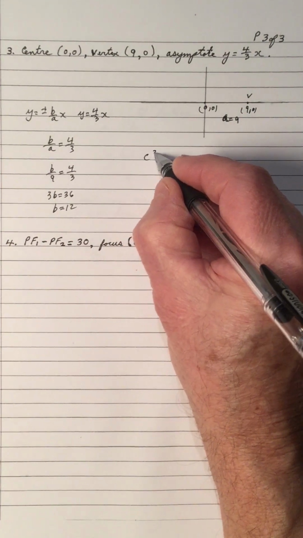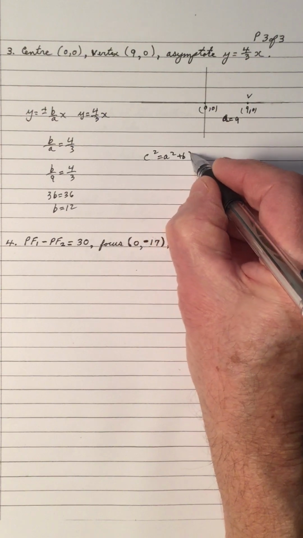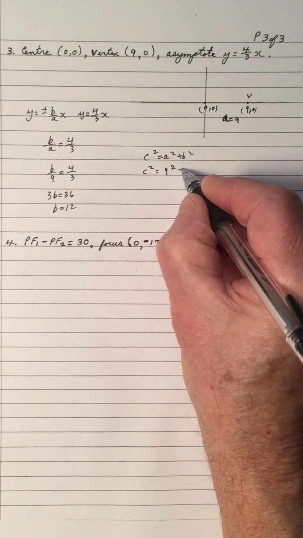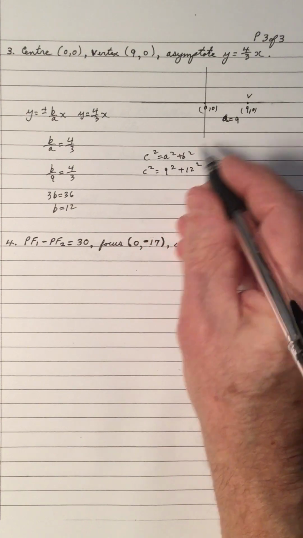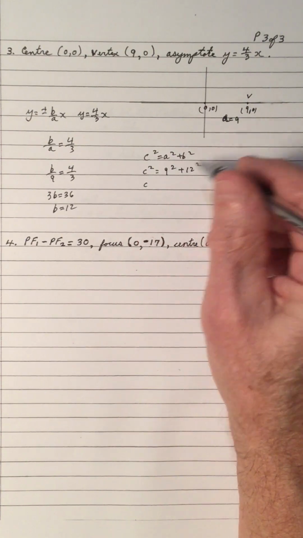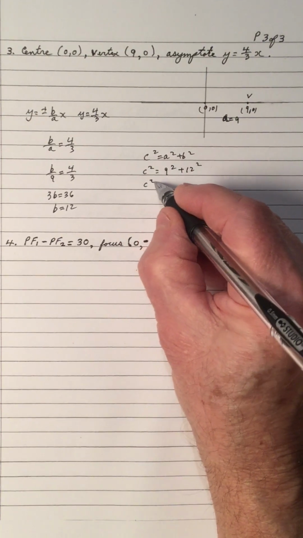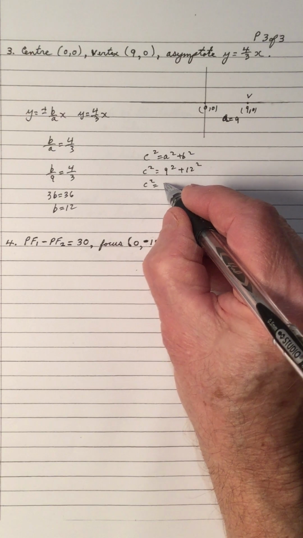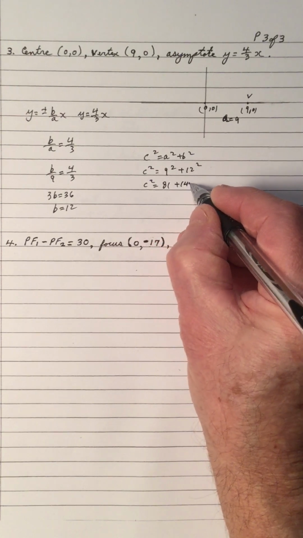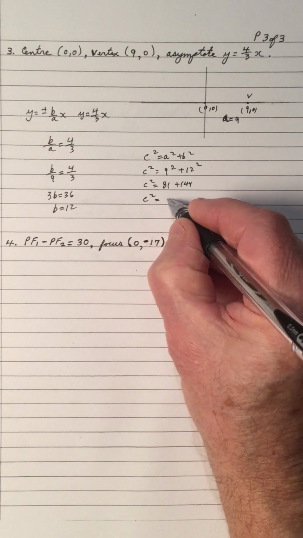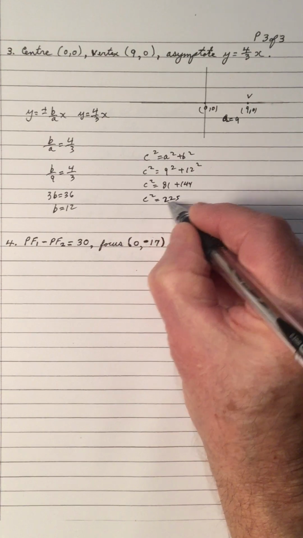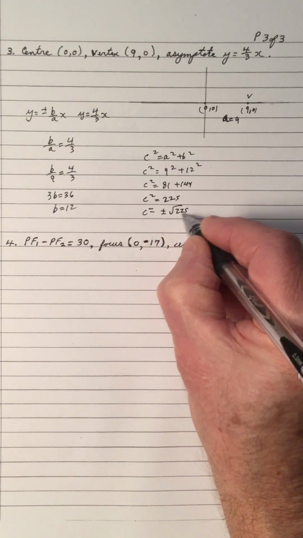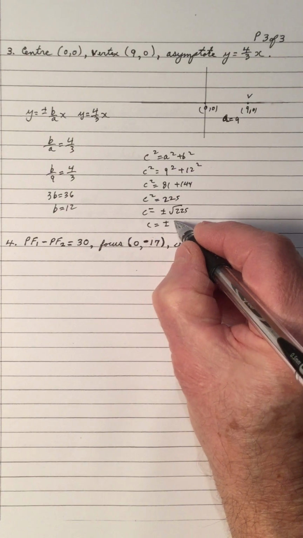So that means c squared is equal to a squared plus b squared. So c squared is a is 9 being squared, b is 12 being squared. I'm working out the c, but I don't need the c for the equation. So I'll continue it anyway. 81, 144. So c squared is 225. So c is plus or minus the square root of 225. So c is plus or minus 15.